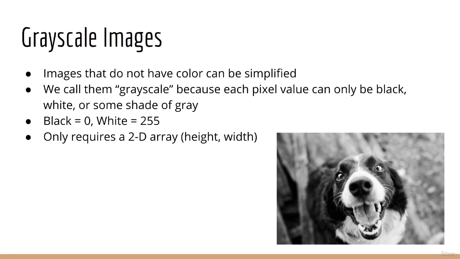Now, we can simplify this a little bit if we have an image that does not have color. We call these grayscale images because each pixel can only be black, white, or something in between. Typically, we assign black the value of 0 and white the value of 255. Any value in between is a different shade of gray. And because we only need 1 value instead of 3, grayscale images are stored in 2-dimensional arrays rather than 3-dimensional arrays.